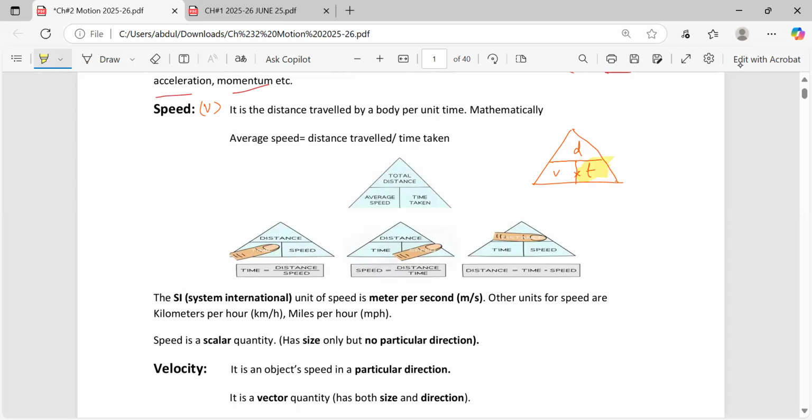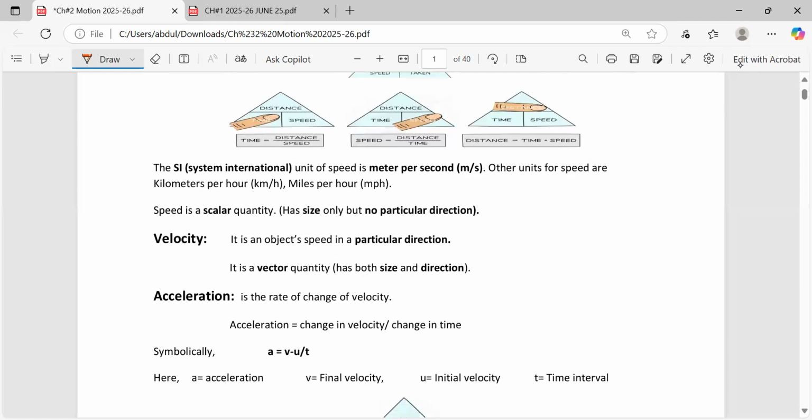The system international unit for speed is meters per second, but other units for speed are kilometers per hour and miles per hour. In our syllabus, we will be dealing mostly with meters per second and kilometers per hour. There is no question from 2003 till 2025 February March where they have told us to calculate some speed in miles per hour. Miles per hour is the unit for speed in the American syllabus like SAT. Even if you find American cars, their speedometers may be in miles per hour.